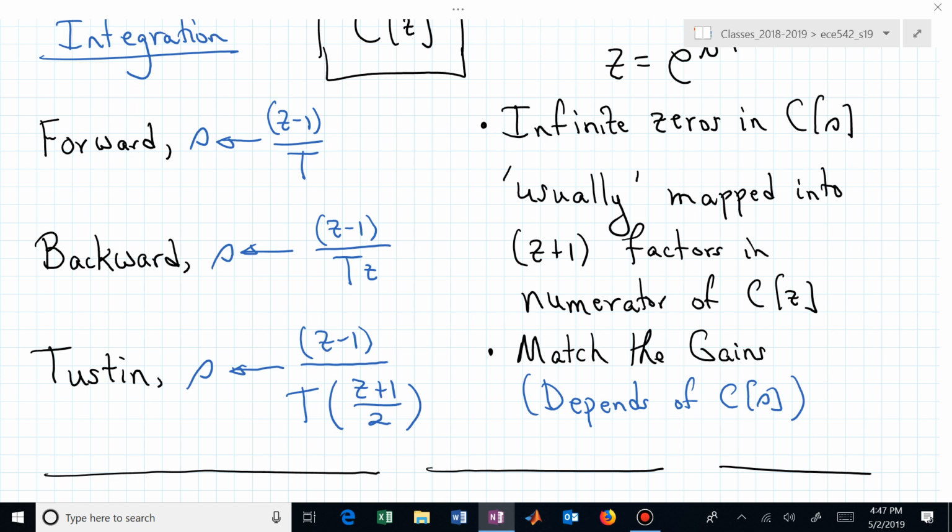If C(s) was sort of an all-pass filter, maybe it had a constant low frequency value and a constant high frequency value, you could possibly match at either location or at a central frequency, and your answer probably won't be that different. It'll be different, but it may not be that significant.